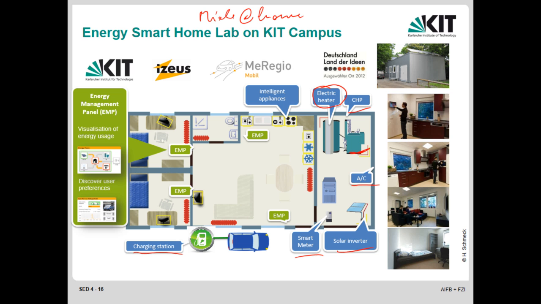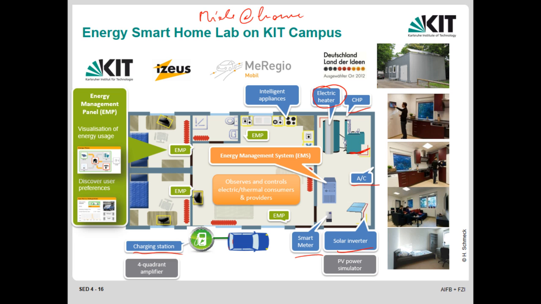So this is the energy management panel, and all the information that is available there from the smart meter and from all kinds of sensors in the house is collected into the energy management system. And so this energy management system is observing and controlling everything which is happening in the house with respect to energy issues. Electrical and thermal power is controlled there. And then it is a lab.